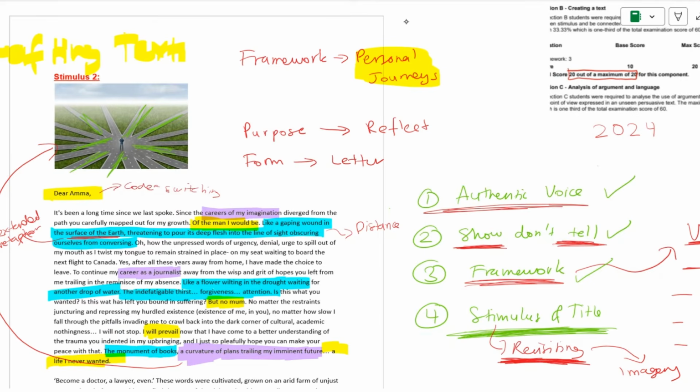So, all in all, those are the main things I wanted to discuss in regards to Section B. I definitely feel as though if you're ticking off these check marks here, I have an authentic voice, I'm doing show, don't tell, I'm connecting to my framework and my stimulus and title, you will be on a very good path, and you'll be doing much better than a lot of other students who don't have this guidance.